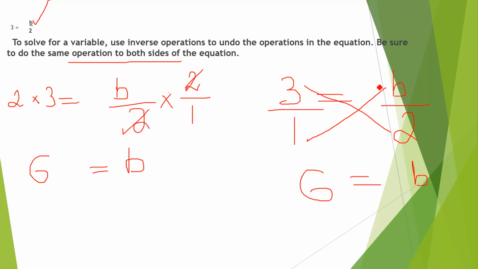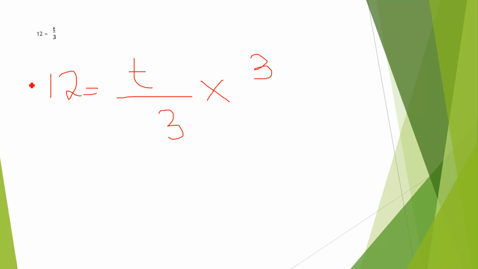You cannot multiply like this in this question. That was cross multiplication. One more question I will solve for you. Here 12 is equal to t over 3. Again, see what the relationship is between t and 3: division. So multiply by 3, and the same thing you have to do on your left side as well. This will cancel out. 12 times 3 is 36, so t is equal to 36, right?